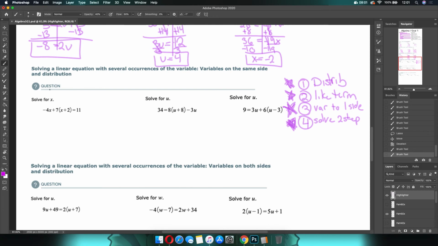So what we're going to do, our setup. We are going to distribute that 7. So negative 4x plus 7x plus 2, 7 times 2 is 14, equals 18. And now what? Well, are there any like terms? Why, yes, Ms. Dubois, yes there is. What is 7 minus 4? That is 3x plus 14 equals 18. We got a two-step. We did it. And now we're back on comfortable ground.